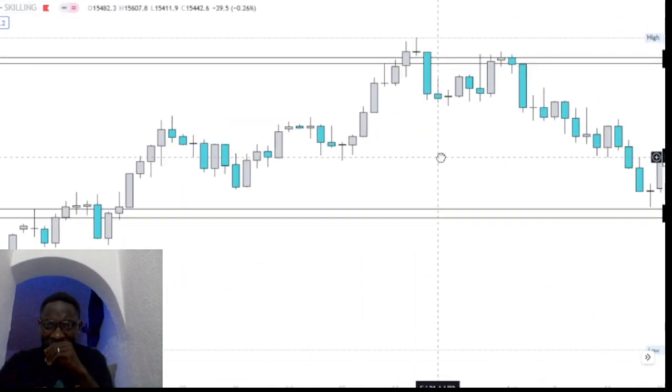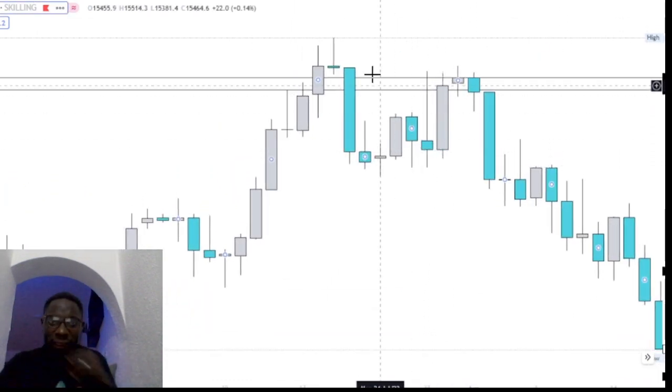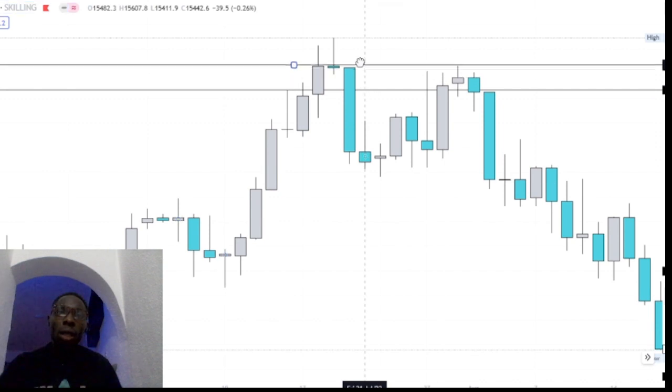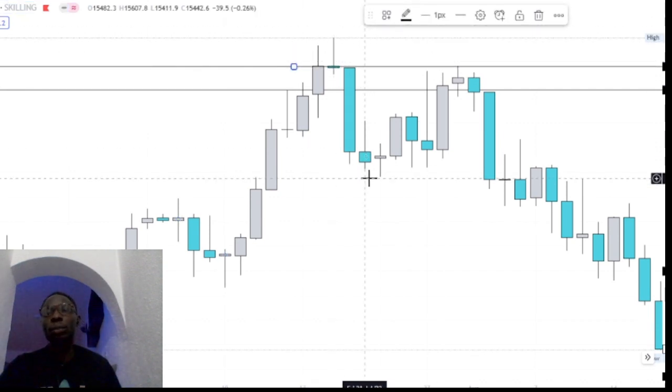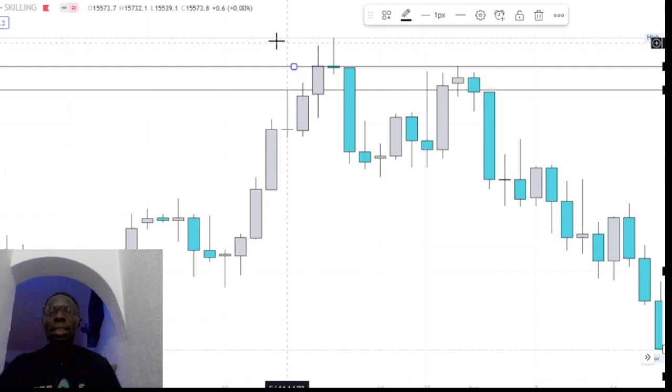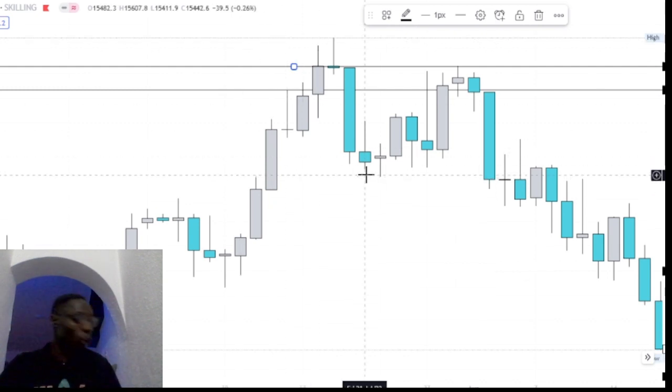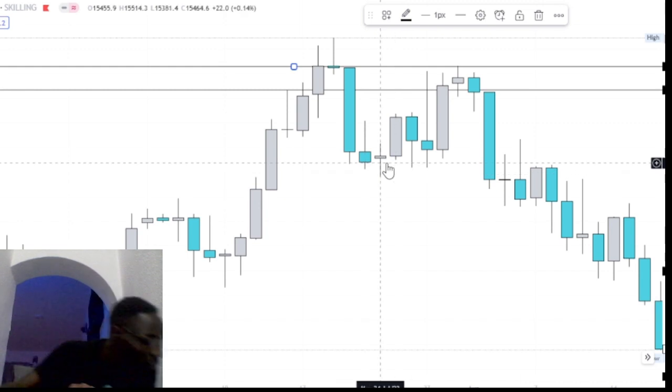There's one I saw recently. Yeah, this is it. Look at this. On a resistance. Look at this doji, a gravestone doji on a resistance. What happened? Price fell to test another what? Support. So this is how to trade this.